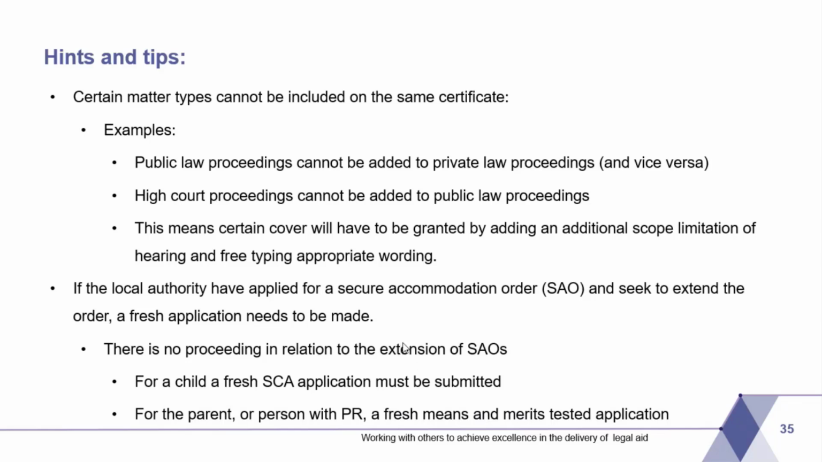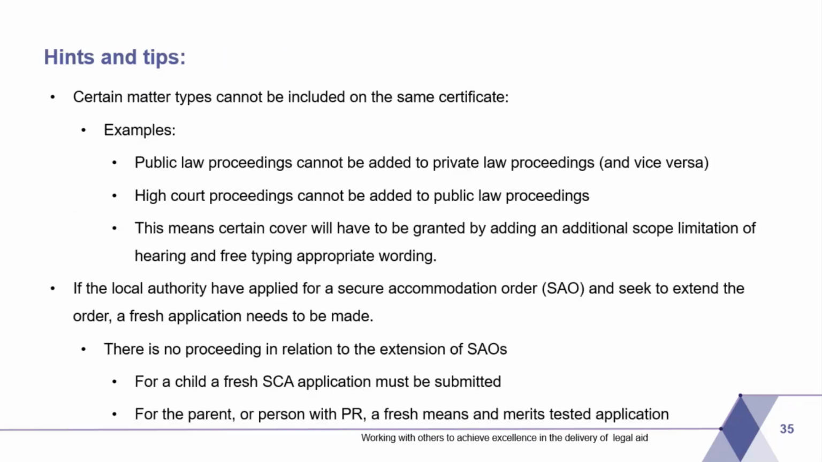If you have a certificate for an application for a secure accommodation order, and then the local authority seek to extend that order, a fresh application for a fresh order needs to be made. So you wouldn't be able to extend or amend the existing certificate. You would have to apply for a fresh certificate. Where you are acting for the child, they qualify for Special Children Act non-means non-merits tested funding. So a fresh SCA application has to be submitted. And where you are acting for a parent or a person with parental responsibility, that has to be submitted as a fresh means and merits tested application, setting out what the parent will bring to the table in terms of the secure accommodation application.